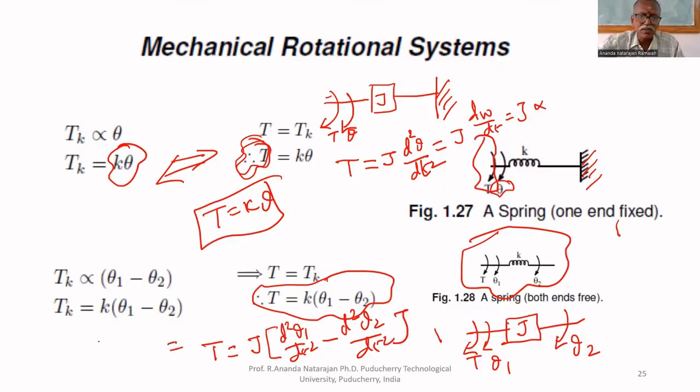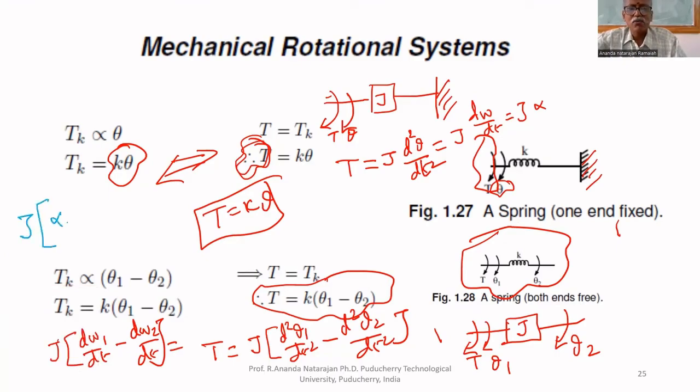Or this can also be written as J d omega 1 by dt minus d omega 2 by dt. Or which can also be written as J alpha 1 minus alpha 2. That's all. This is for rotational system.